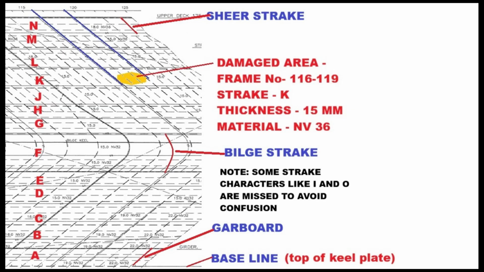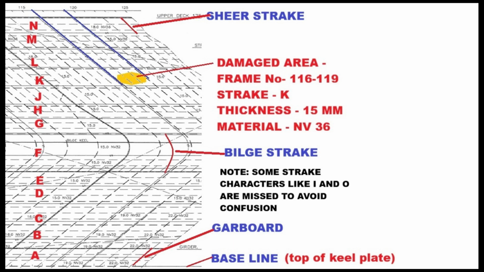Slide 17. On this slide, we can see how to precisely identify the location of a damaged plate using a ship's shell expansion plan. The vertical rows are categorized by strakes, which are labeled here using the letters A through N starting from the bottom. Note that letters like I and O are intentionally omitted to avoid confusion with the numbers 1 and 0. At the very bottom, we establish our reference point at the baseline, which represents the top of the keel plate. The lowest hull strake directly adjacent to the keel is the garboard strake, labeled as strake A.